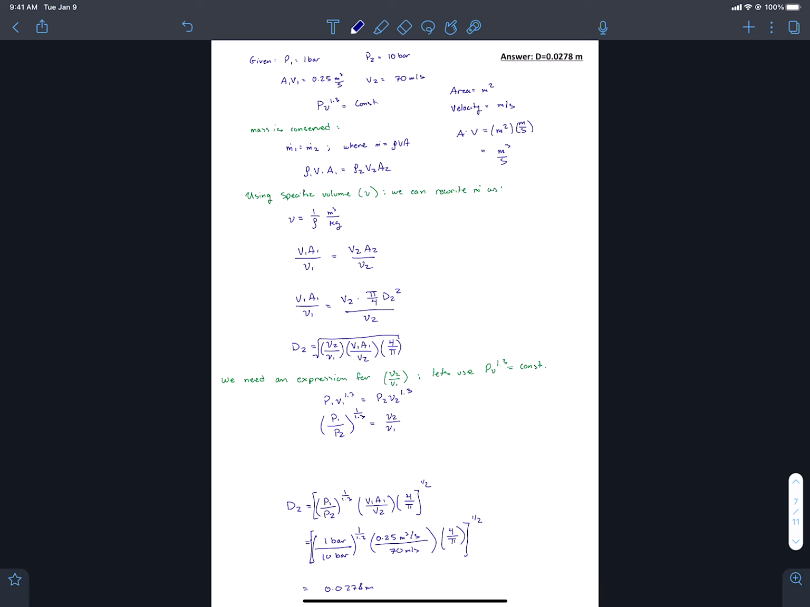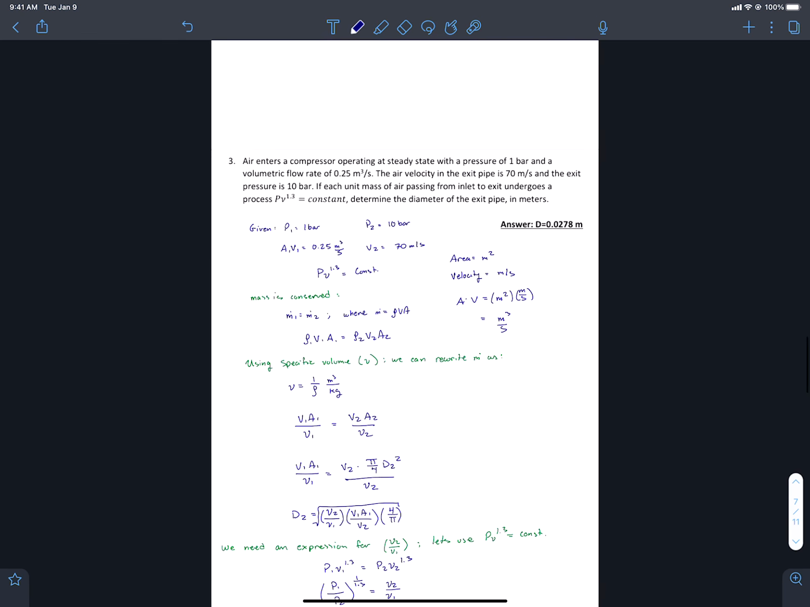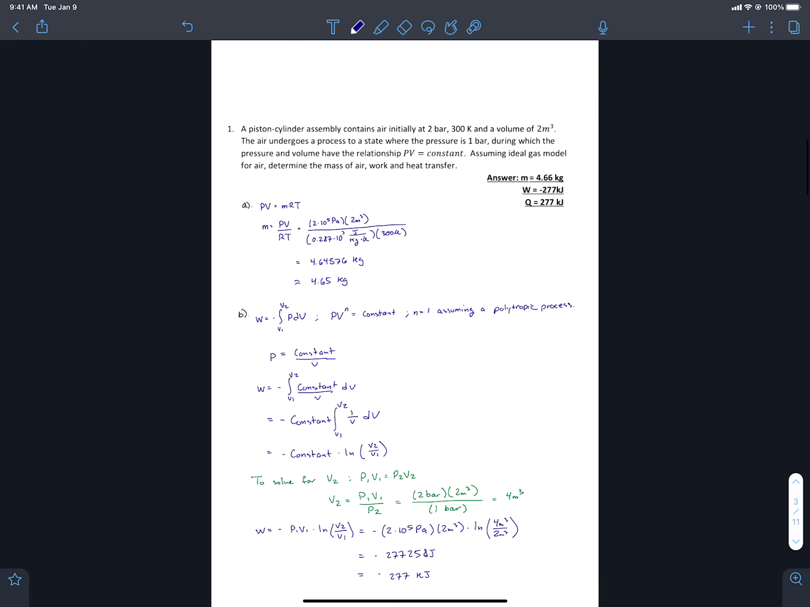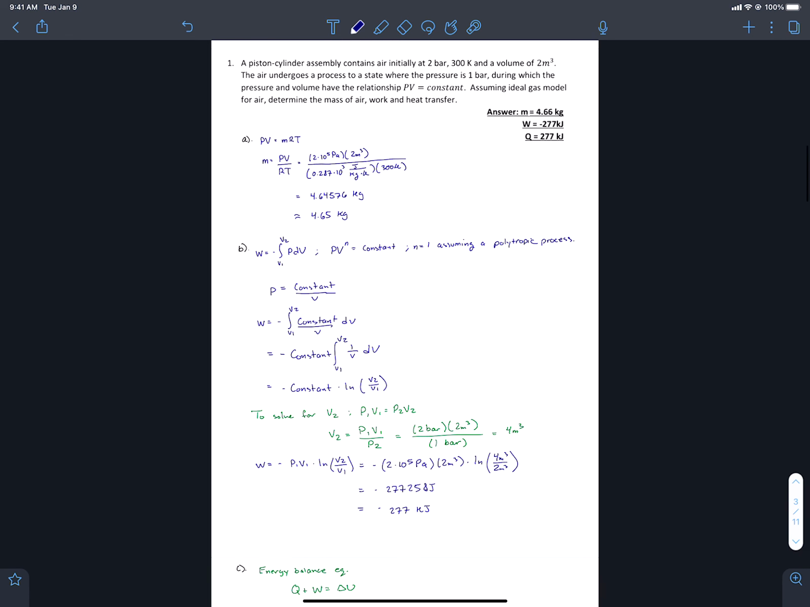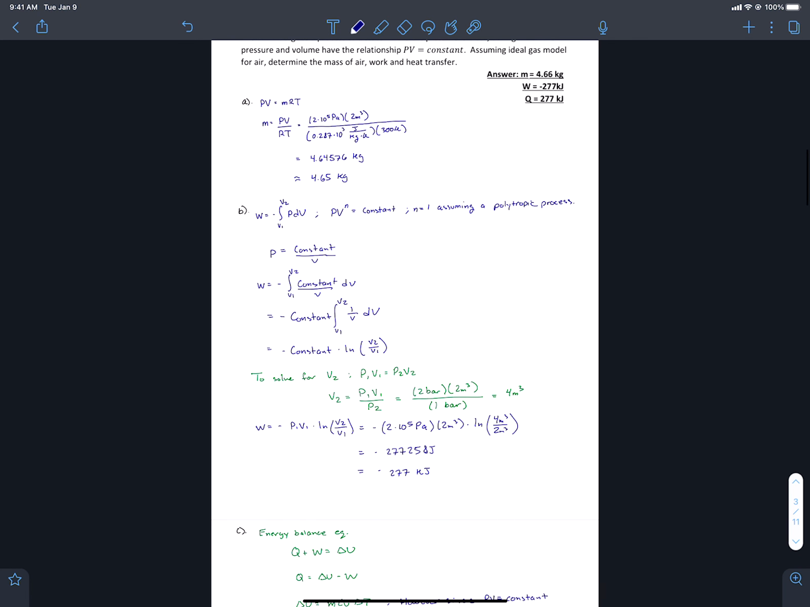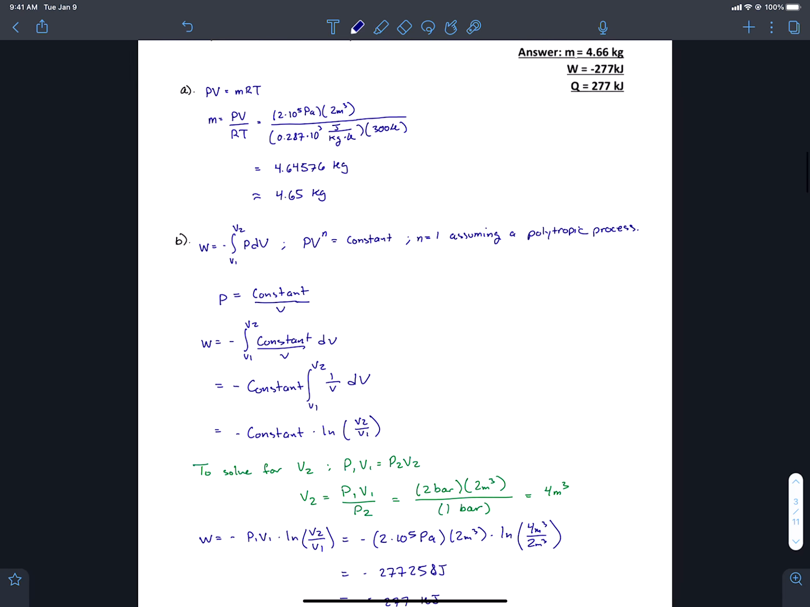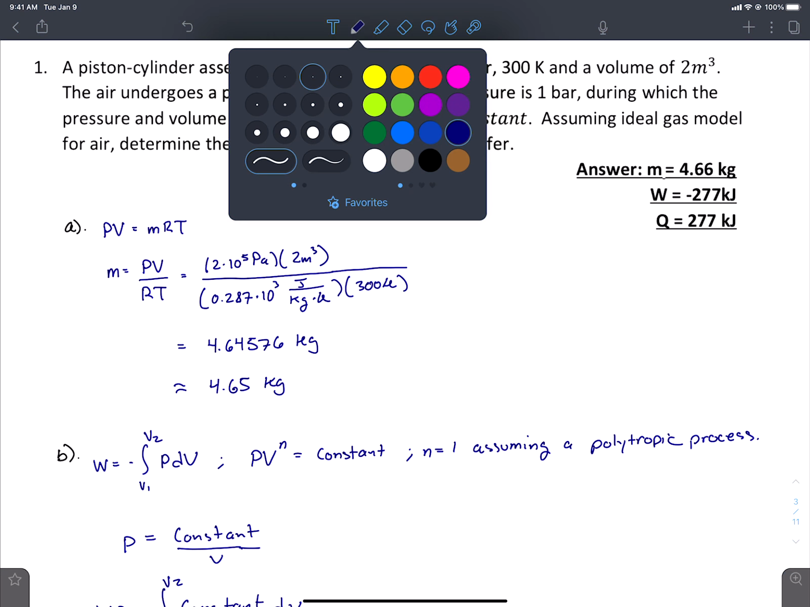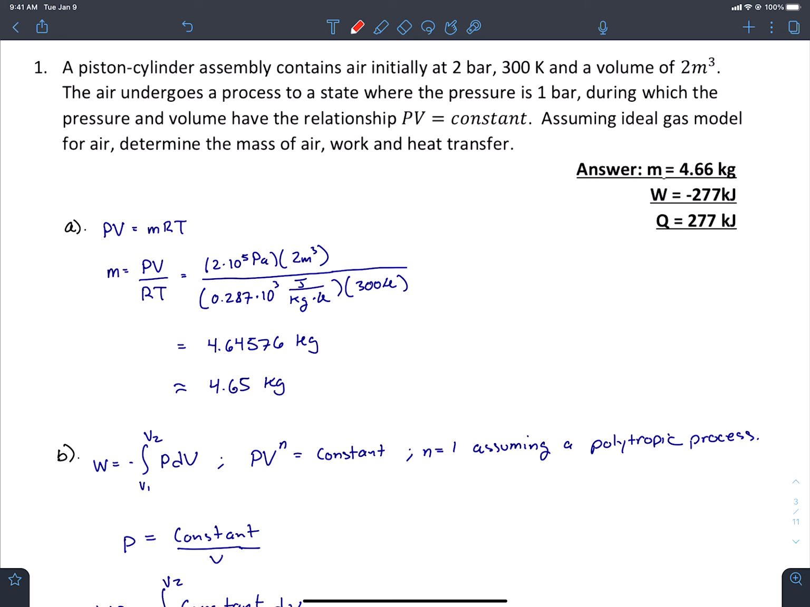Okay. Question 1, why is the constant P1V1 again? So it just tells us in the problem that PV is constant. So right here, PV is constant. So from, yeah, okay, no worries.